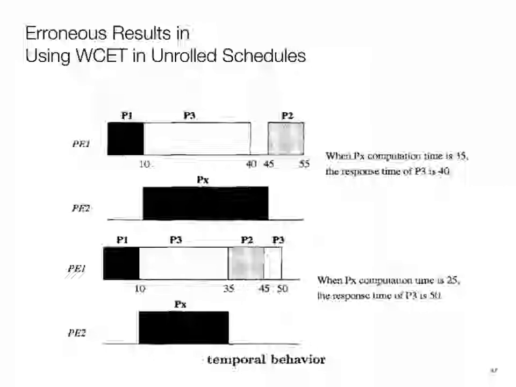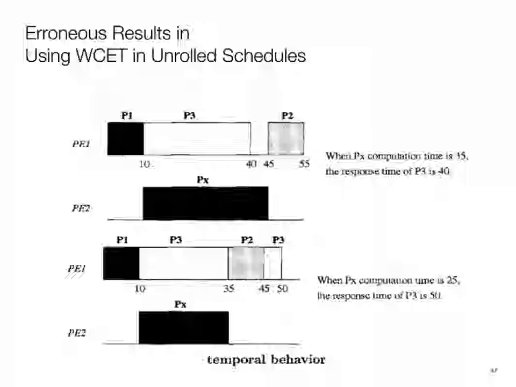Let's imagine now that, as luck would have it, in this particular run Px only takes time 25. Now what will happen is that again P1 runs, then Px starts, P3 starts running, but now Px finishes quickly, at time 35. It sends a message to processing element 1. Now P2 becomes higher priority because P2 has the data it was waiting for from Px. So P2 gets the CPU. P3 hasn't yet finished, since it only got 25 units of CPU time, and so P3 in this case finishes at time 50.